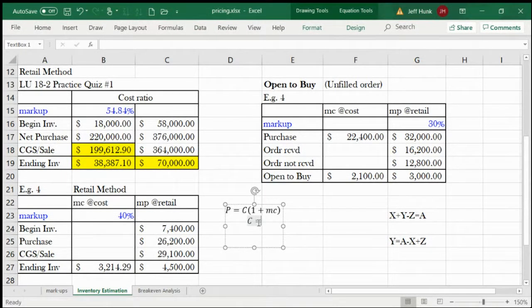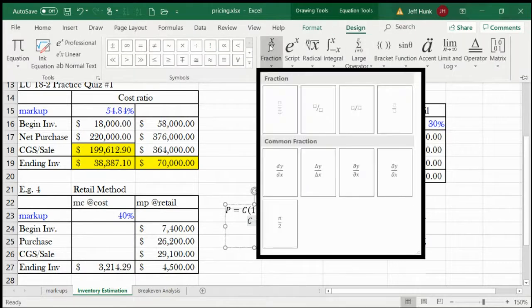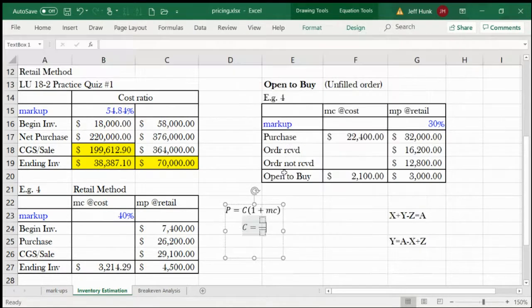You know what I'm trying to, yeah. P over, right? And plus markup rate based on the cost, right? But now, think about it.